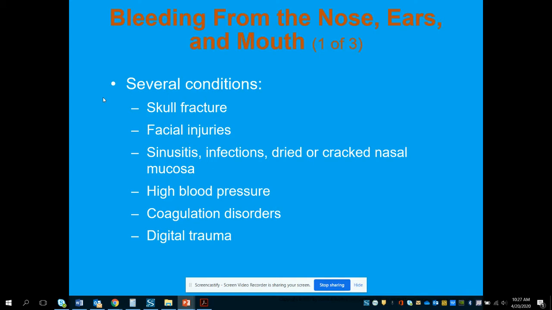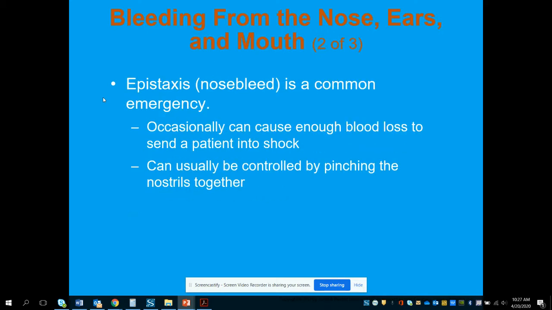Bleeding from the nose, the ears, and the mouth, there are several things that could cause this. It could be skull fractures, facial injuries, could be sinusitis, infections, dried or cracked nasal mucosa, could be high blood pressure, coagulation disorders, or digital trauma like nose picking. So epistaxis or nosebleed is a fairly common emergency, and occasionally it can cause enough blood loss to send the patient into shock. We want to do a couple of things here to help with that nosebleed.